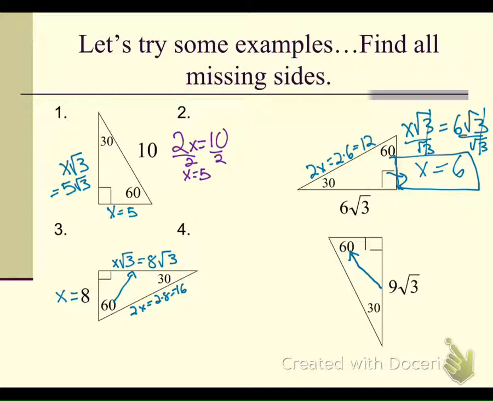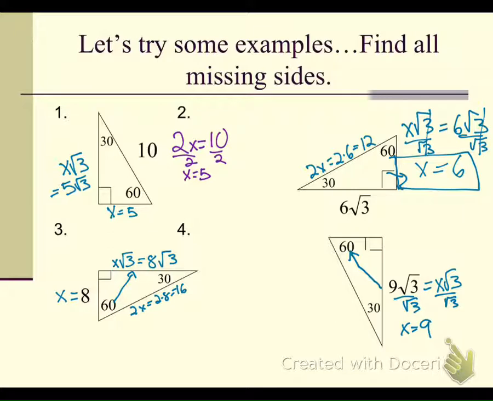X square root of 3. So now I can set those equal to each other and solve. I'm going to divide by square root of 3. I end up with x equals 9. Again, you can look at that and see that value. You do not have to work that out. I do not need to see that math.